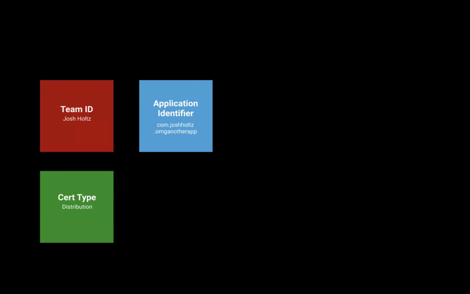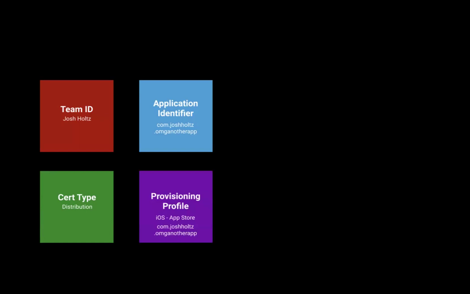distribution, which works for iOS and Mac OS, and I guess Vision OS now, maybe, and Watch OS. It works for a bunch of them. And then provisioning profile is the fourth part. And these are a lot of parts that have to work together in order to sign successfully.